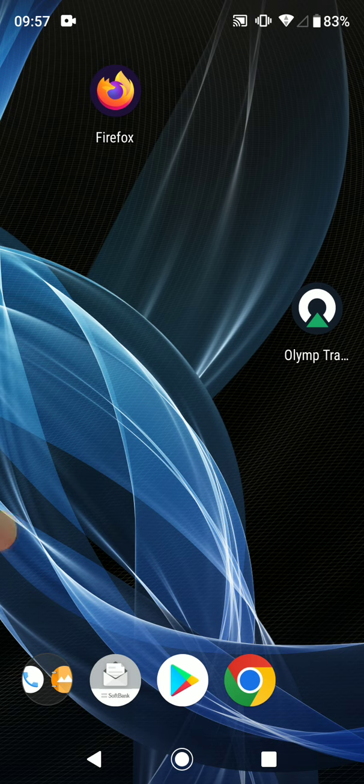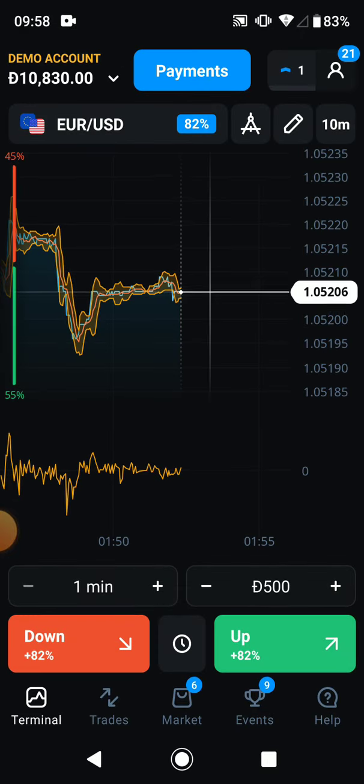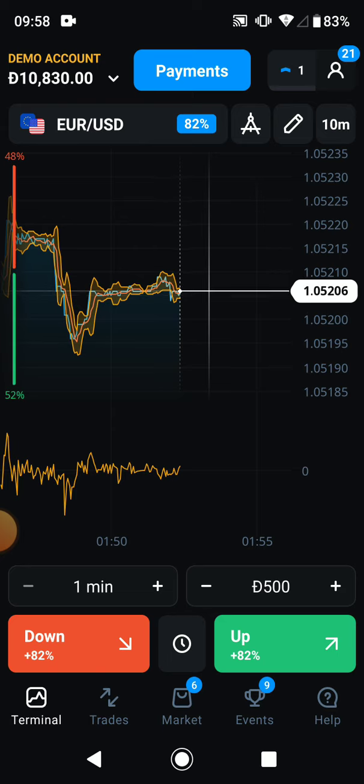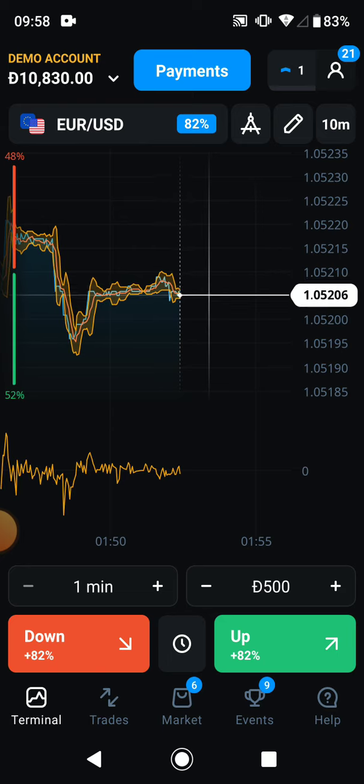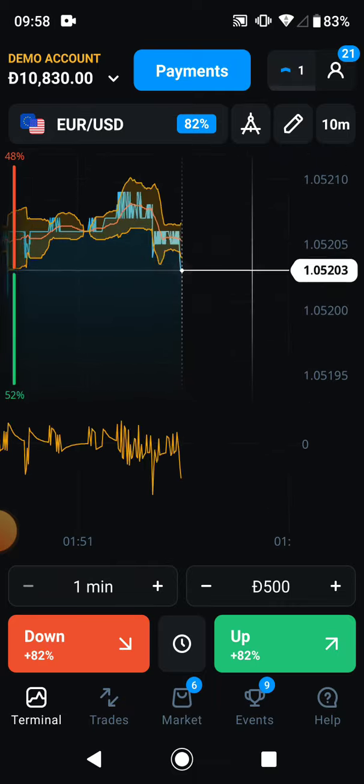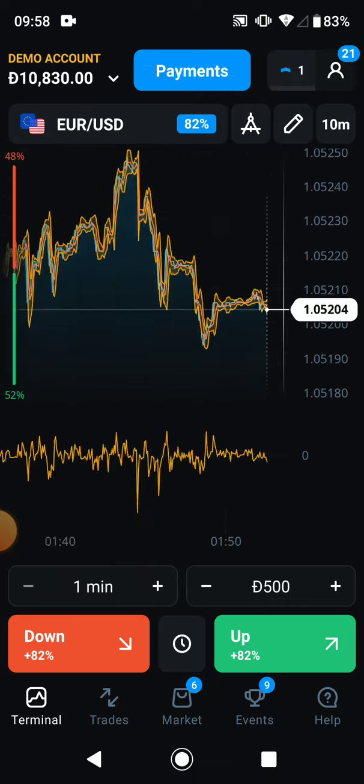Here we go for binary trading. First we open Olymp Trade, because we use Olymp Trade. So here we go, first open. Okay, that's your USD chart. We have a demo account of $10,830. Here we go for an SNR and price action strategy. First we analyze the chart, then second we trade.